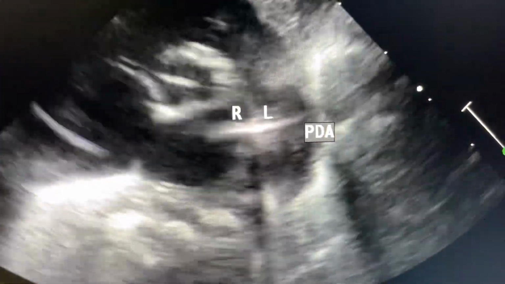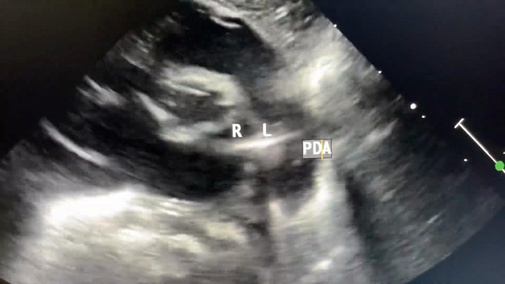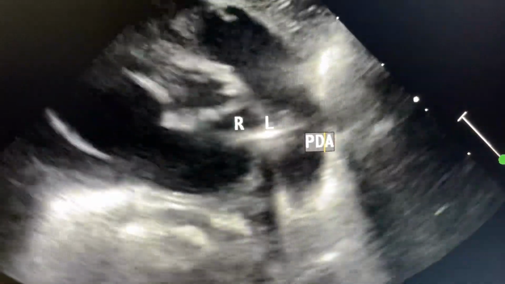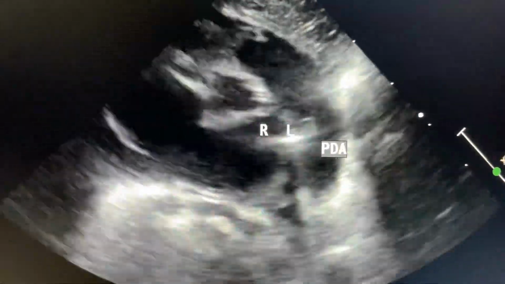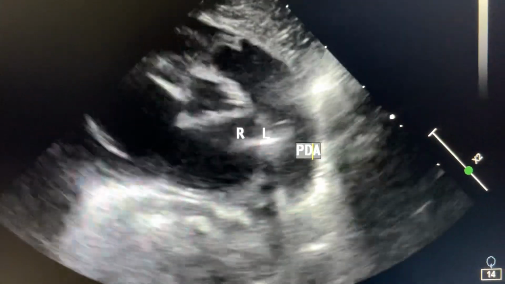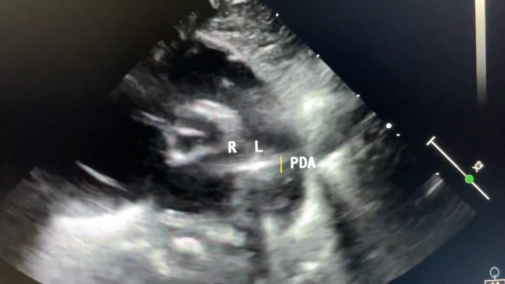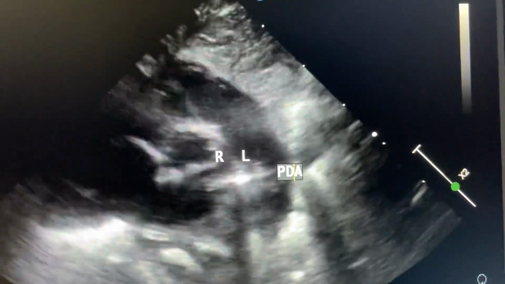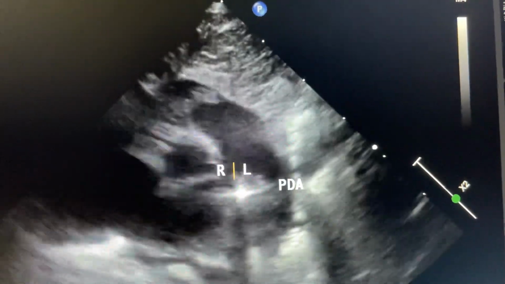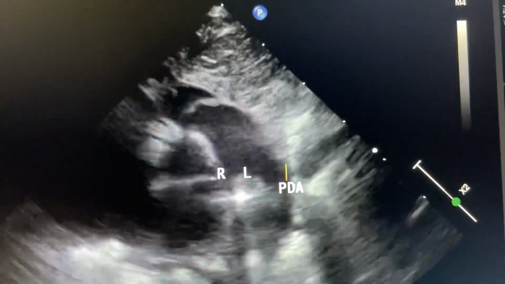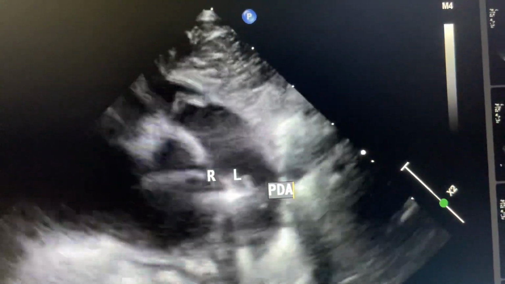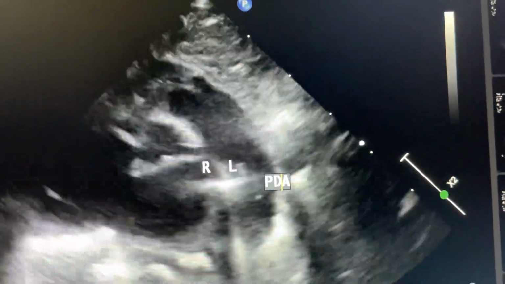This is the case of PDA. You see in this image, parasternal short axis view, from right to left: this is the right pulmonary artery, this is the left pulmonary artery, and this one is the PDA. So whenever you find a three-vessel structure, the most lateral one is the PDA, the most left one is the PDA.